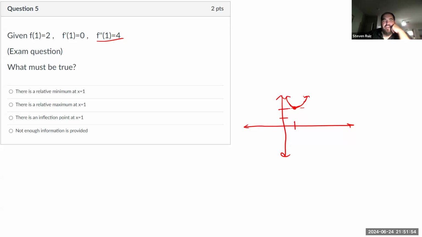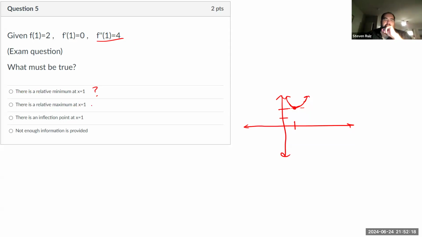I have a concave up graph, and that's really what a positive second derivative tells you. A positive second derivative and a function that is concave up, those are equivalent ideas. So does that help us answer the question? There's a relative minimum at x equals 1. That sounds plausible, but let's keep on looking.